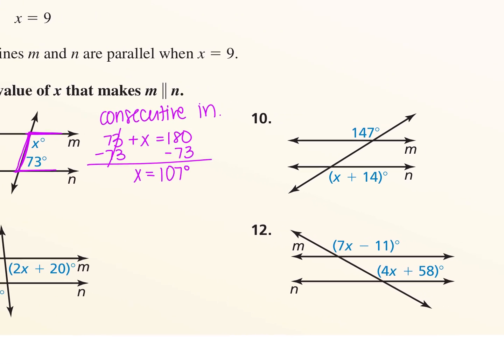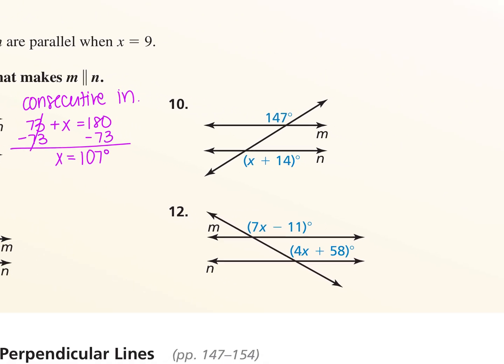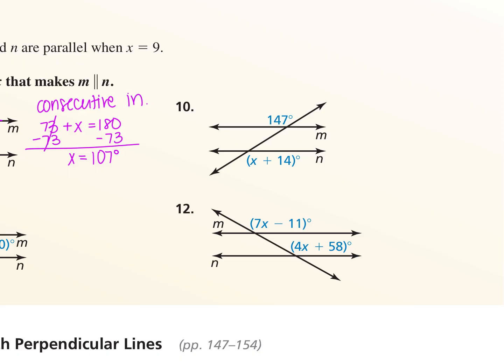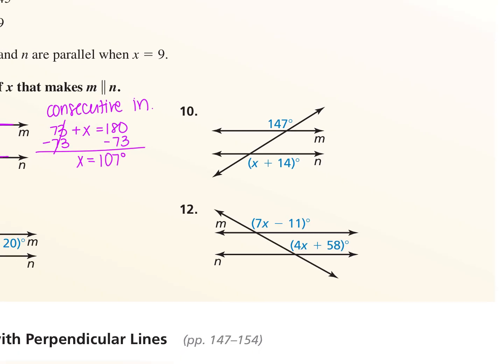All right, looking at number 10, same thing, solving for x. What kind of angles are these? What kind of angles do I have here? What would I consider them? Good, they're alternate exterior angles, and alternate exterior angles are congruent. Alternate exterior, which are congruent, so I'm writing it as x plus 14 equals 147. Subtract 14 from both sides of my equal sign. X is going to equal 133.